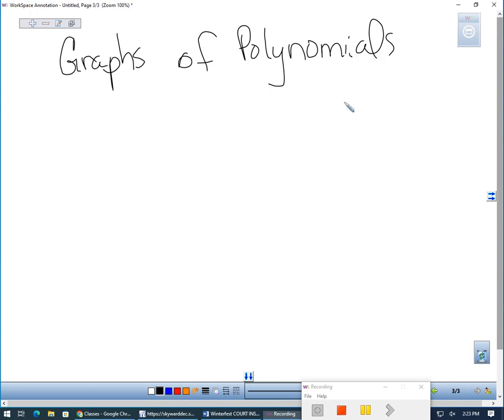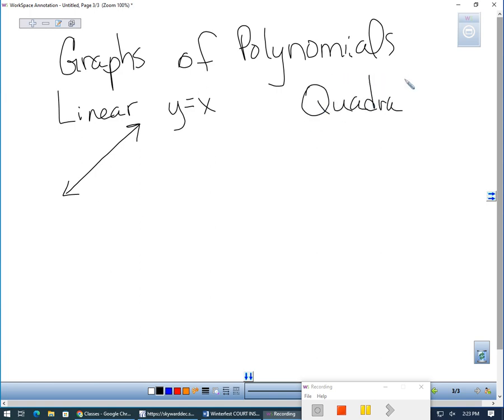All right, graphs of polynomials. Very quickly, I want to talk about if I have something that is linear. That graph makes a line, right? And of course, that would be like y equals x or 3x or 4x or whatever. If I have something that is quadratic, like y equals x squared, what shape does that make? A U, a parabola, right? A U.